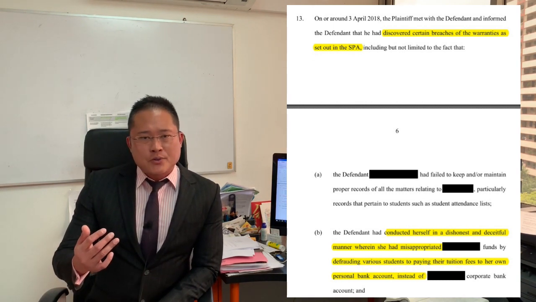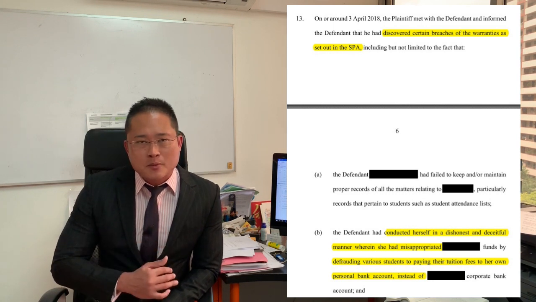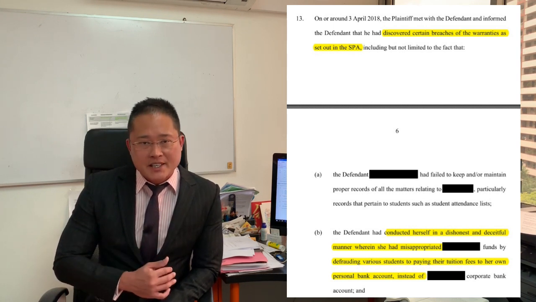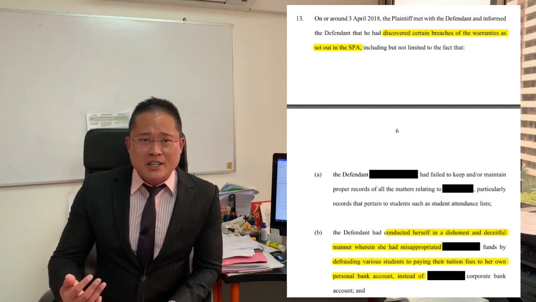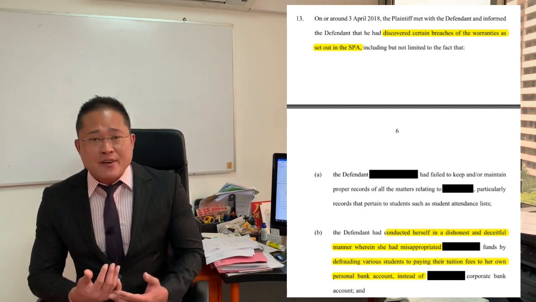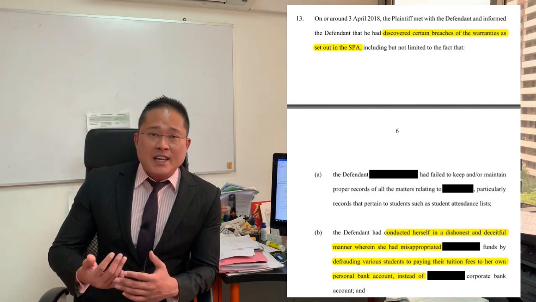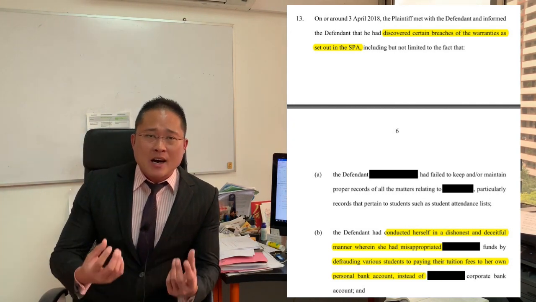And you also have to, in respect of the allegation of misappropriation of money, it's not good enough to say that the defendant stole money. You have to provide particulars of the theft, like specify the name of the student that was defrauded, the amount defrauded.